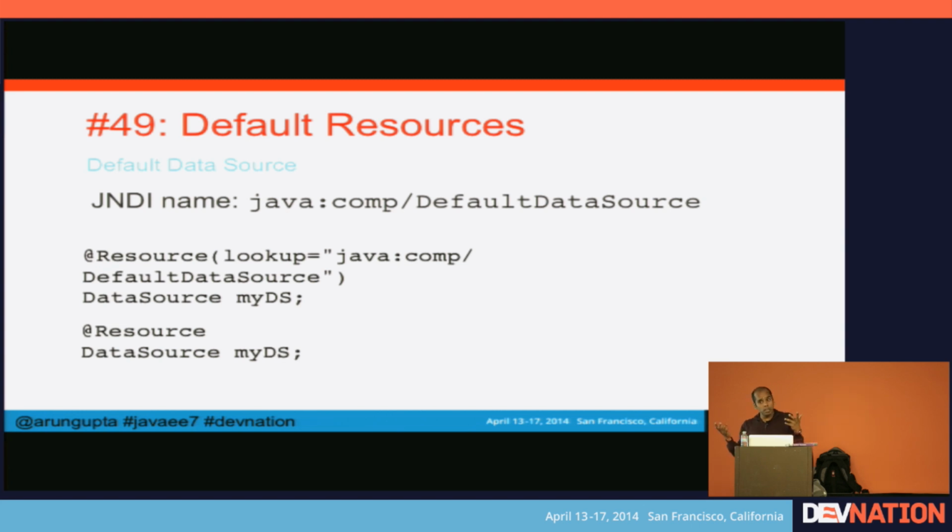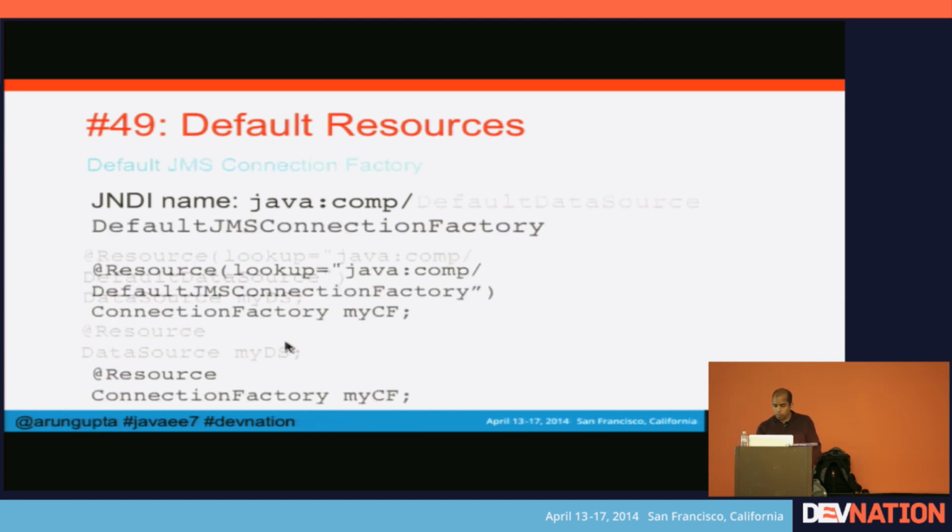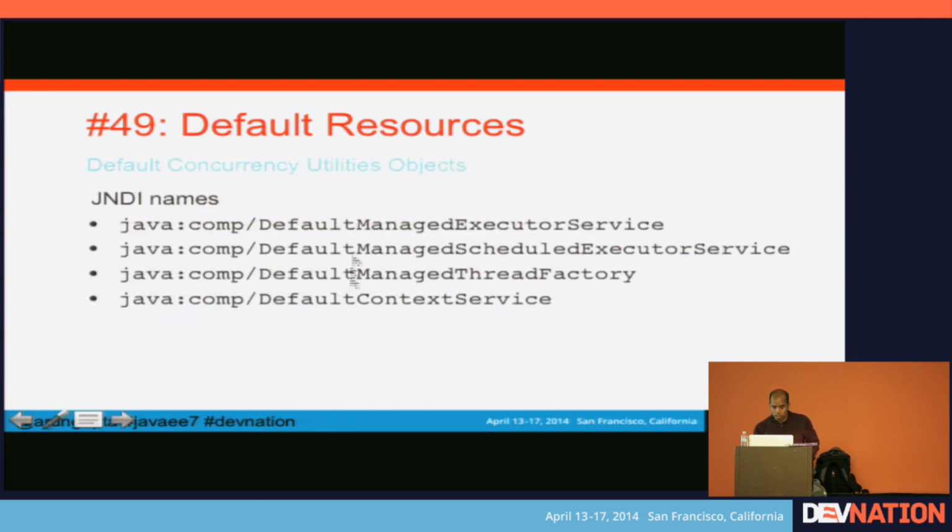You can get started with that at least, and once you are ready, then you can start creating your custom JNDI names and start playing with it. But that's kind of lowering the bar. So not just a default data source, but there is a default JMS connection factory as well. And there are even JNDI names for several managed objects or concurrency managed objects.